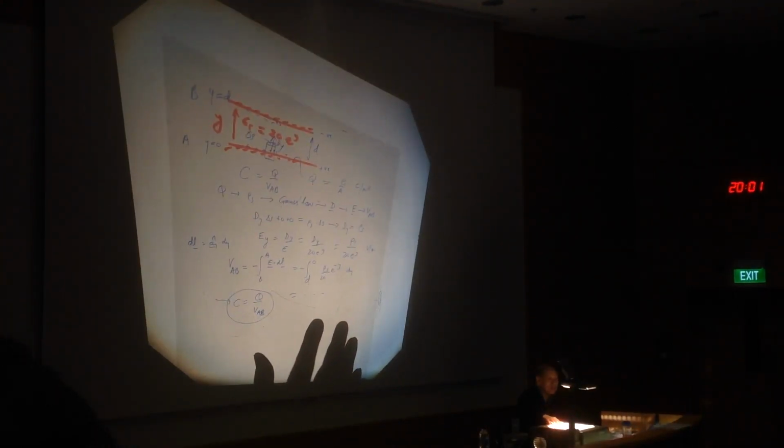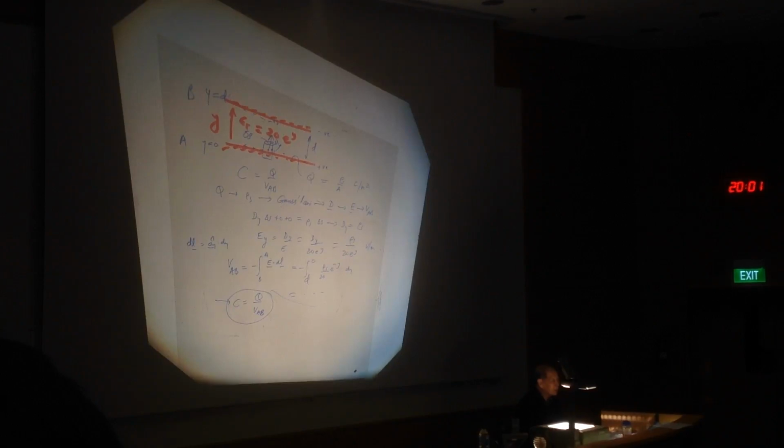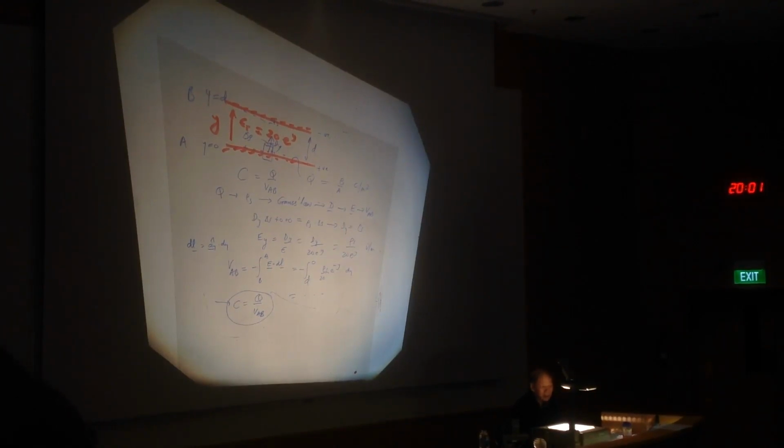Is that the question for the exam? I said, I don't know. Doesn't matter, so long as the method is correct, you can do it. So you can work out the capacitance and get the answer.